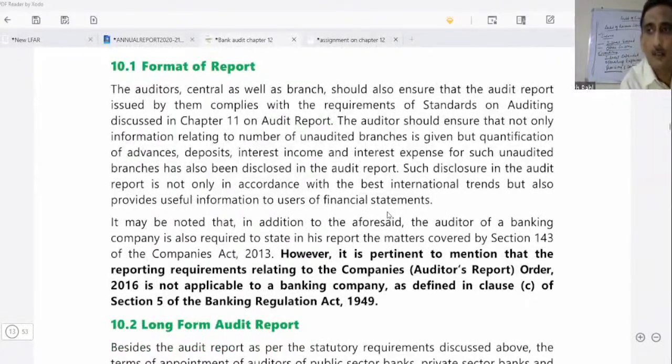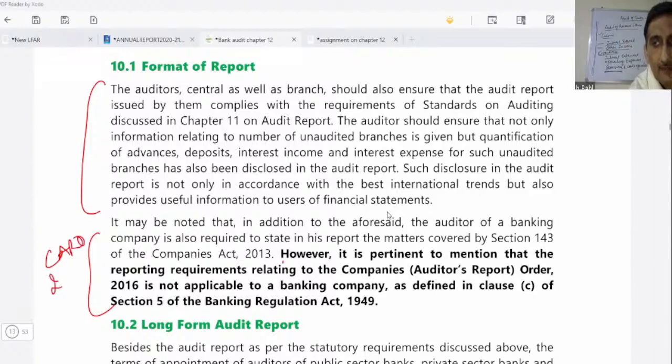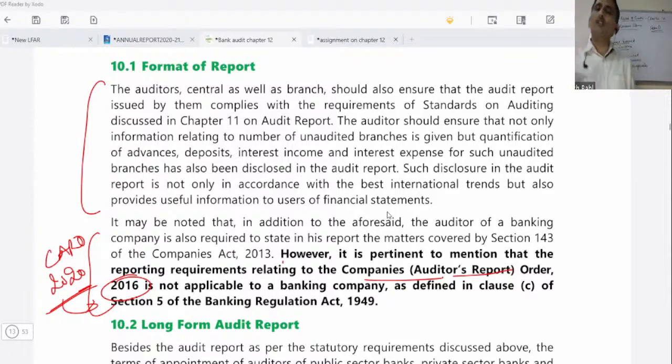Format of the report. Again, we have seen the format, and the important thing is that CARO is not applicable. Here 2016 is written in your module, it should be 2020. So CARO 2016 is outdated now. CARO 2020 is not applicable. 2016 was also not applicable, 2020 is also not applicable.